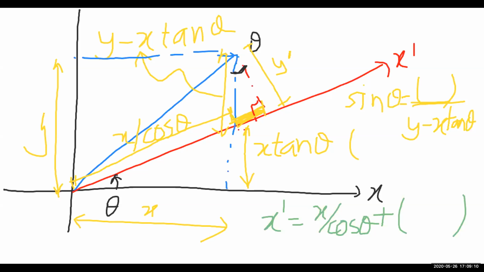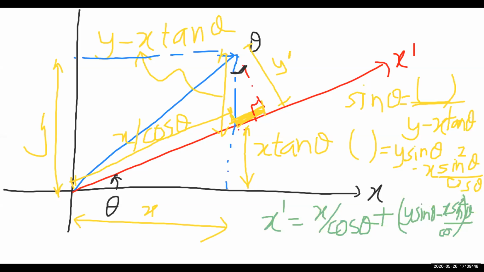What is the unknown side? The unknown side is y sine theta minus x tan theta into sine theta. And what is tan theta into sine theta? Well, tan theta I want to write as sine upon cos. So this will become sine square theta upon cos theta. So what is the thing that I'm adding in the brackets to find x dash? I'm adding y sine theta minus x sine square theta, sorry, thoda sa, divided by cos theta.